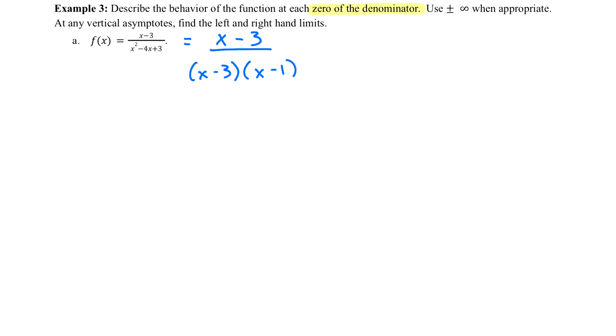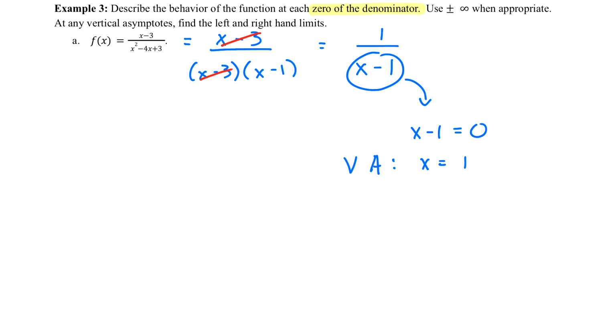And because we have that common factor of x minus 3 in both our numerator and our denominator, we can go ahead and cancel that common factor. So that means our simplified function here is now 1 divided by x minus 1. So what I first want to do is find those zeros of the denominator. Anything that's left over, I'm going to take that x minus 1, set it equal to 0, and solve that equation. So here I end up with x equals 1. And if that factor does not cancel, if we're left over with it, that means that we have a vertical asymptote at x equals 1.